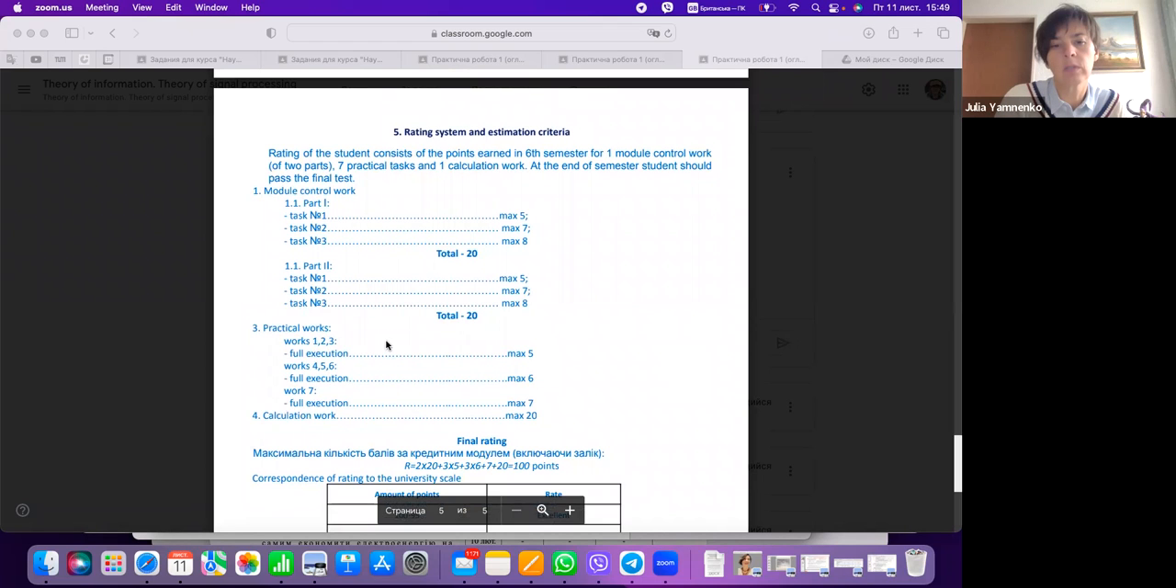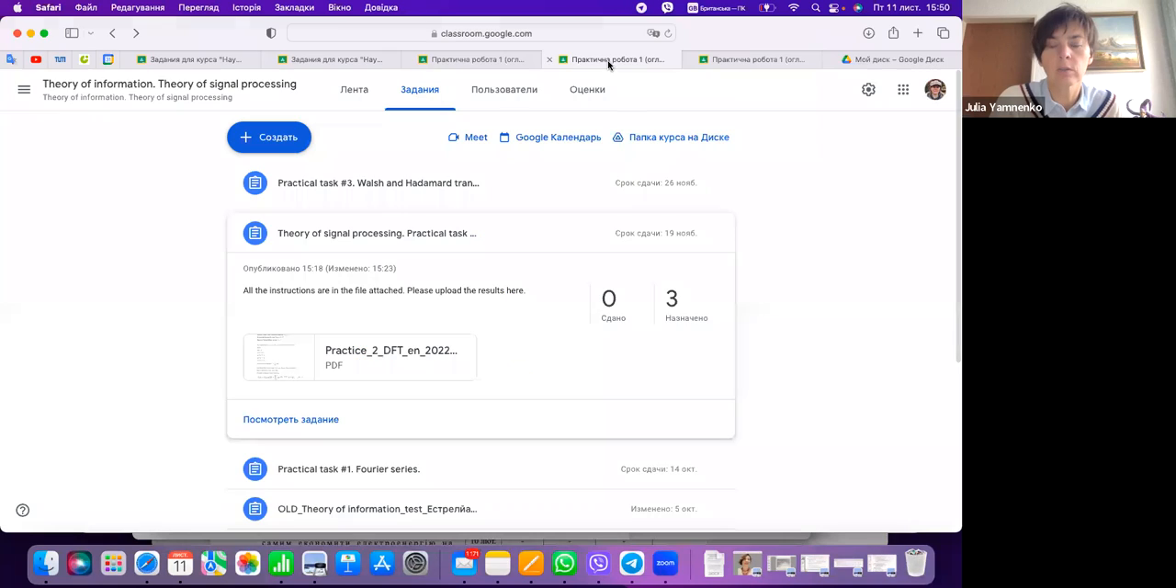Yes, doctor. Okay, so here is our syllabus, and here you can see practical works. Works number 1, 2, and 3 are estimated at a maximum of 5 points. So today we will try to finish the explanation of these practical works, concretely number 2 and number 3. Also, we have a model control work, but I will prepare you for this control work a little bit later, because for the moment I would prefer to hurry with the practice.